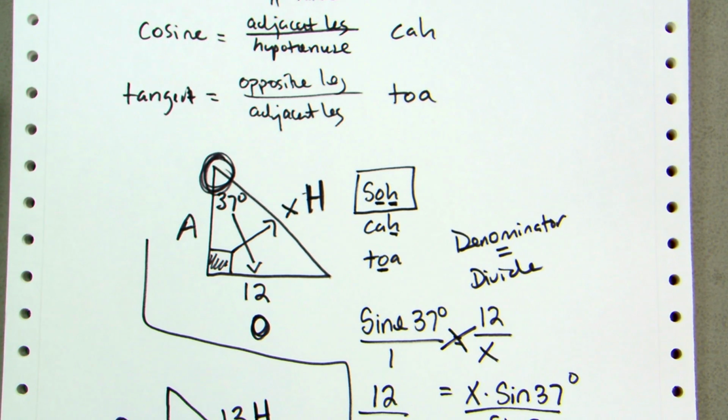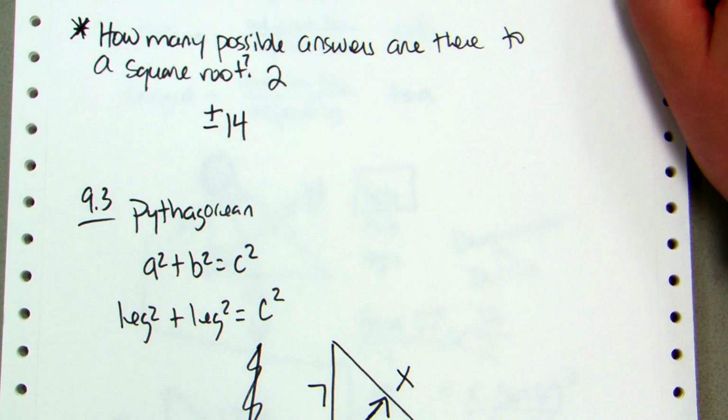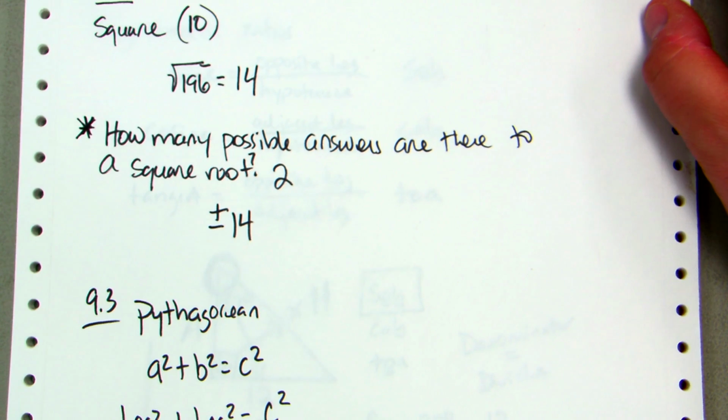So if you'll memorize those trig formulas, or more importantly, just know SOHCAHTOA, you will do fine. This test will consist of 30 questions on Monday, March the 4th. And the question that I would know possibly for a bonus is, how many possible answers are there to a square root problem? And the answer is 2.